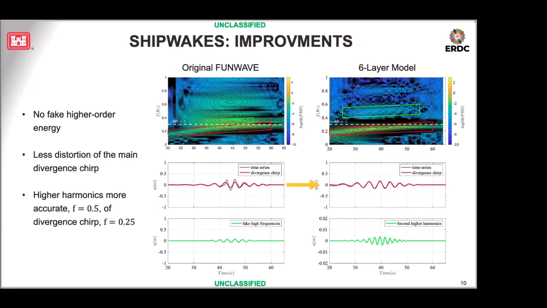Also, as I mentioned previously, these higher harmonics are distorting the signals. So you see here from the left to the right figure, the main time series, the main chirp of divergence chirp of the ship wake is not heavily distorted by the higher harmonics. We're not actually more accurately capturing the higher harmonics because, as I mentioned before, the divergence chirp frequency is about 0.25, and this second harmonic is about 0.5 hertz.